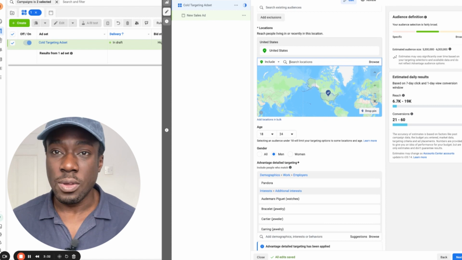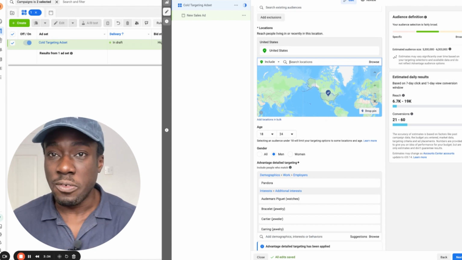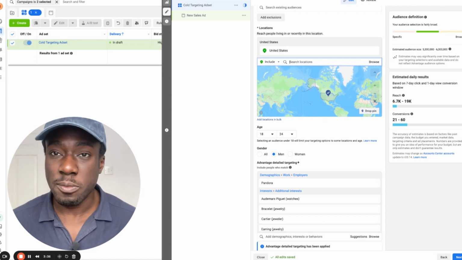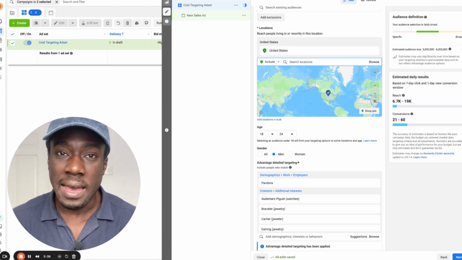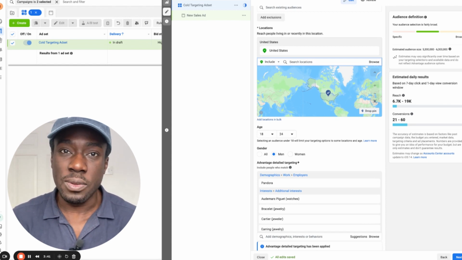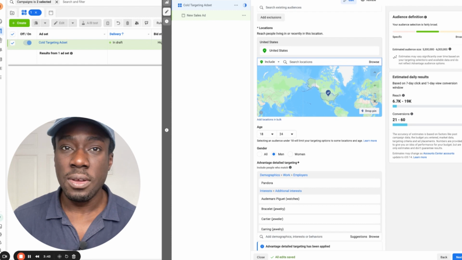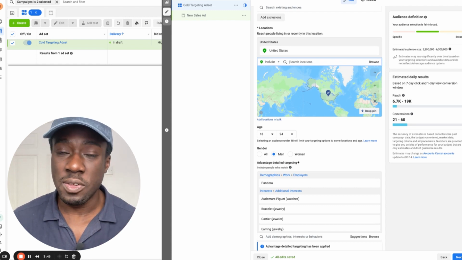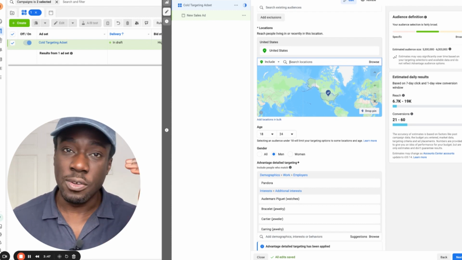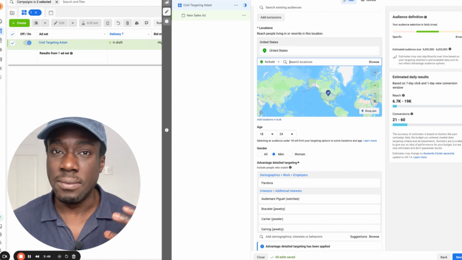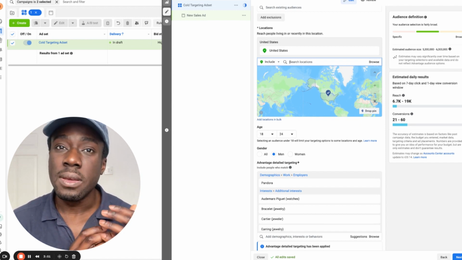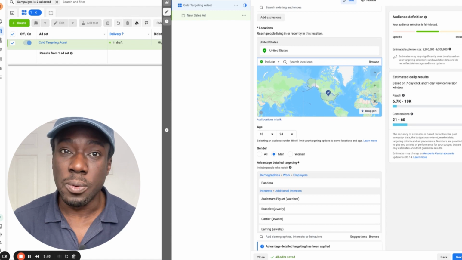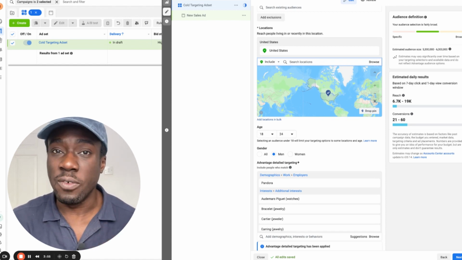The reason I say that is because you need to give the Meta algorithm as much freedom as possible to find your customers. When you don't do that, you're suffocating its ability to learn who your customers are, and this can increase your cost of purchase, lower your ROI and limit your scalability, because it's only able to reach so many people who are between the ages of 18 to 24.